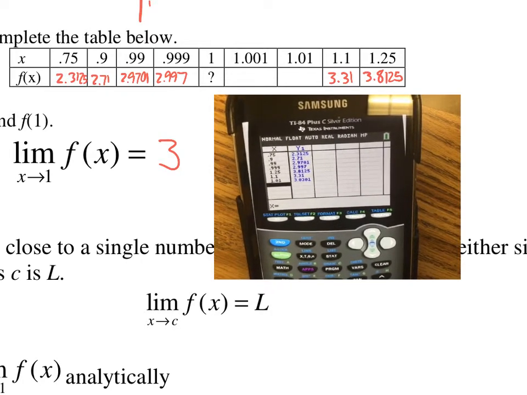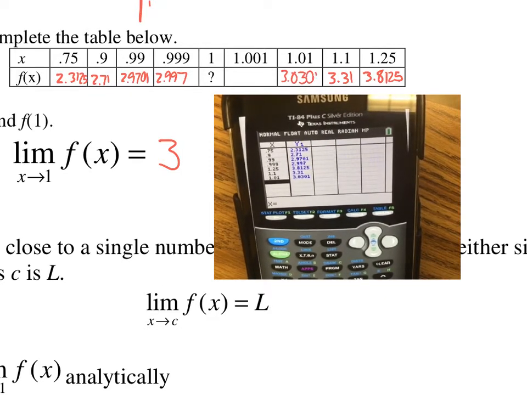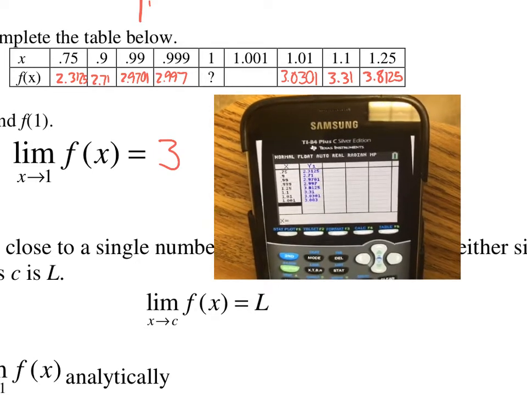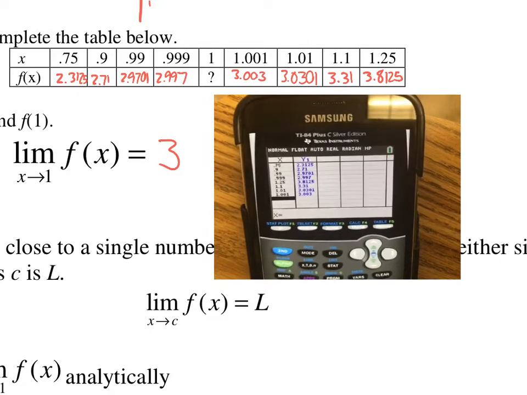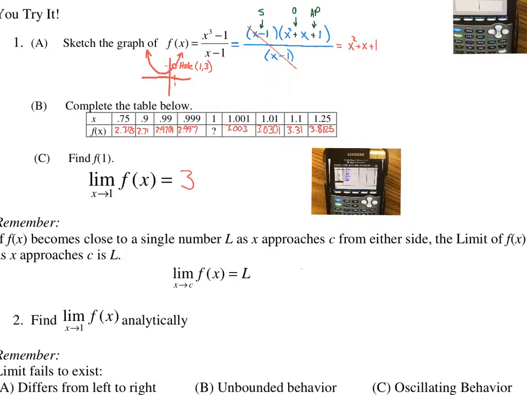Okay? 1.01, we got 3.0301. And if I put in 1.001, I've got 3.003. So now that we have all of our values, what does it appear that the right-hand limit is approaching? 3. Okay? So that confirms what we found algebraically, our limit is approaching 3.